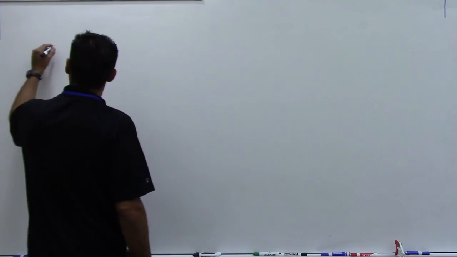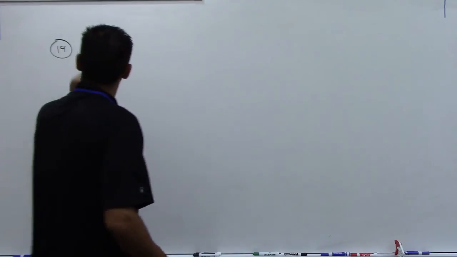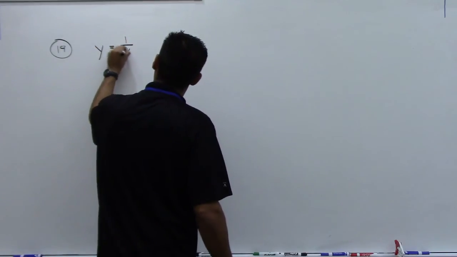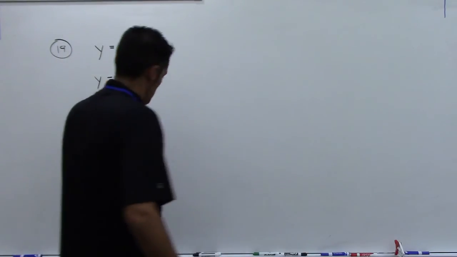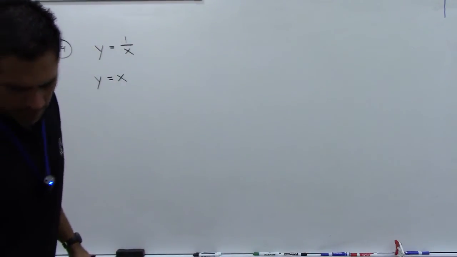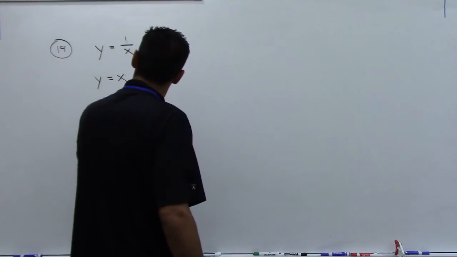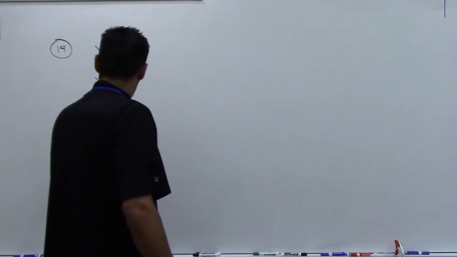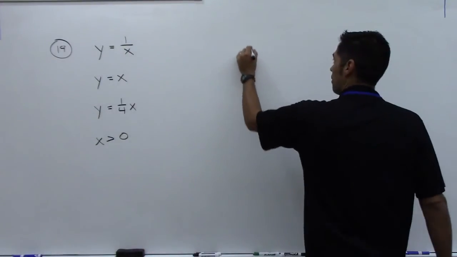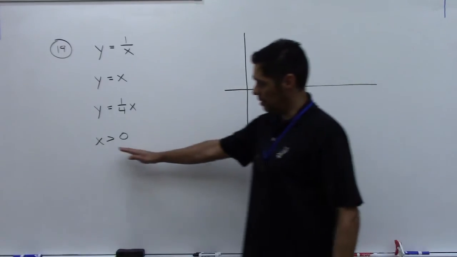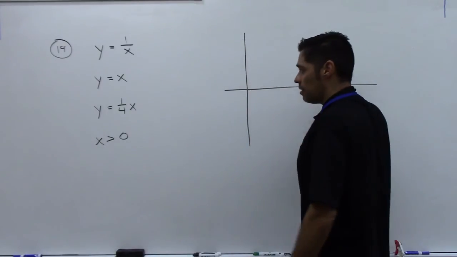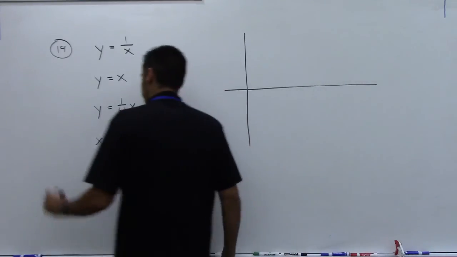Number 19. We have y equals 1 over x, y equals x, y equals 1/4 x, and x is greater than 0. All right, so first of all, x is greater than 0 means we're just looking to the right of the y-axis. So keep that in mind.